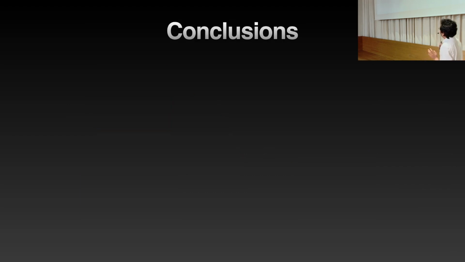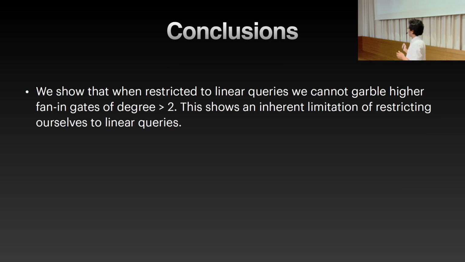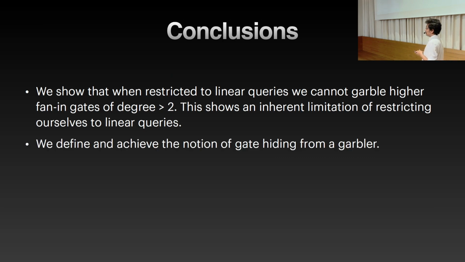Just to conclude, we showed that the existing framework cannot be used to garble higher degree gadgets. But orthogonally, it might still be interesting to look at other schemes that might do better in terms of garbling higher degree gadgets, because there are certain properties that we can achieve that are not so straightforward if we don't consider such gadgets. Thank you.